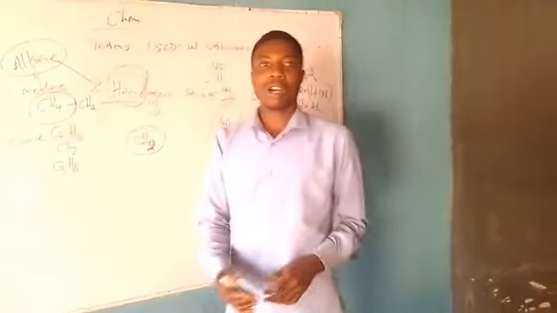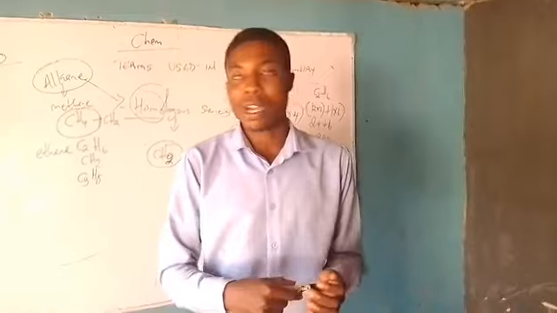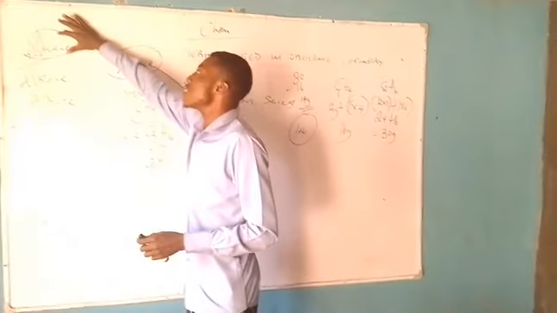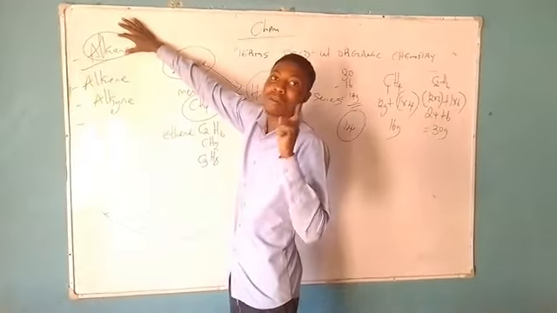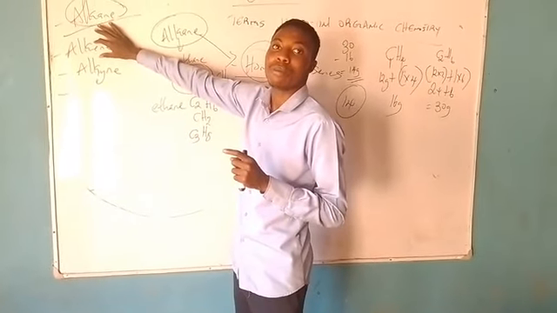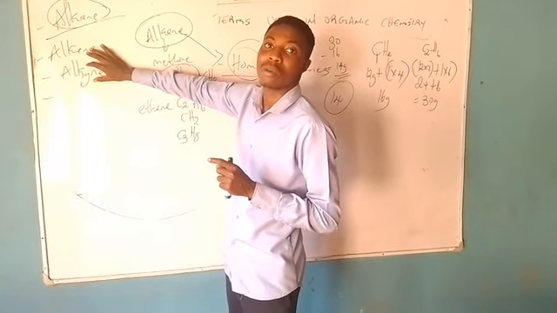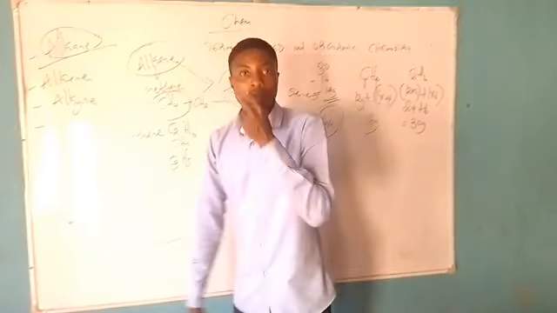Then the last one, the fifth property, is that they have the same method by which they are prepared. The whole alkane family has the same method of preparation. The whole alkyne family also has the same method of preparation. So that is the major thing.